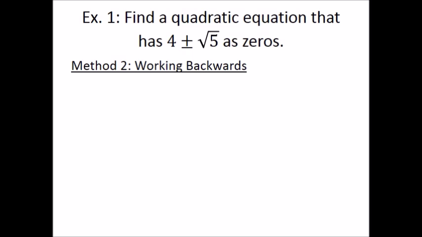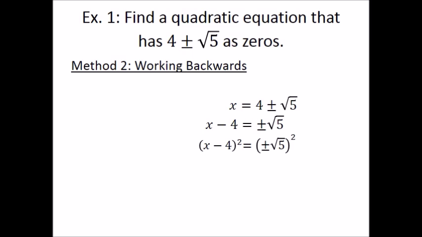In method 2, I'll show you how to work backwards from the zeros to find an equation. I'll start with an equation stating that x is equal to 4 plus or minus root 5. Now I'll gradually move terms to the left side until the right side becomes 0. Subtract 4 from both sides, then square both sides. Be careful to square the left side correctly.